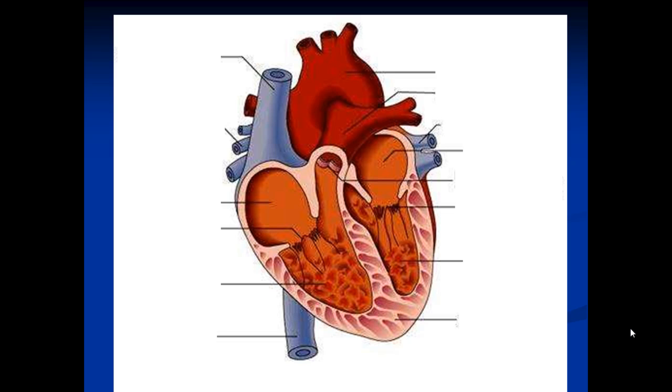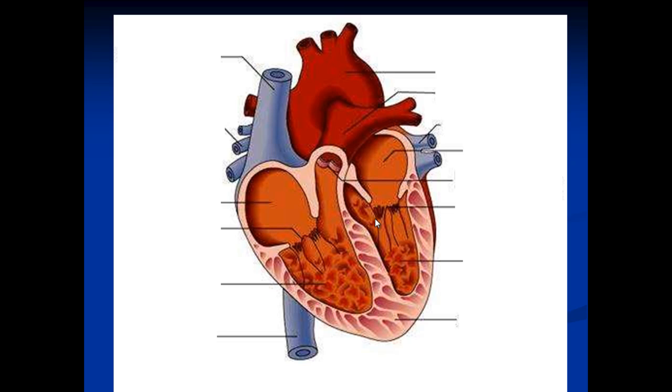So the first thing you need to know is the basic structure of the heart. There are four major chambers. At the top, you have two chambers, this one here and also this one here. These are referred to as atria. And then you have the bottom chambers, which are referred to as ventricles. So this is a ventricle here, and this is also a ventricle here.